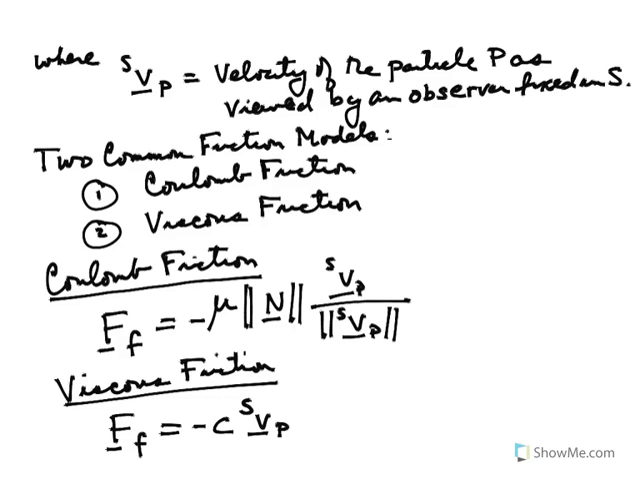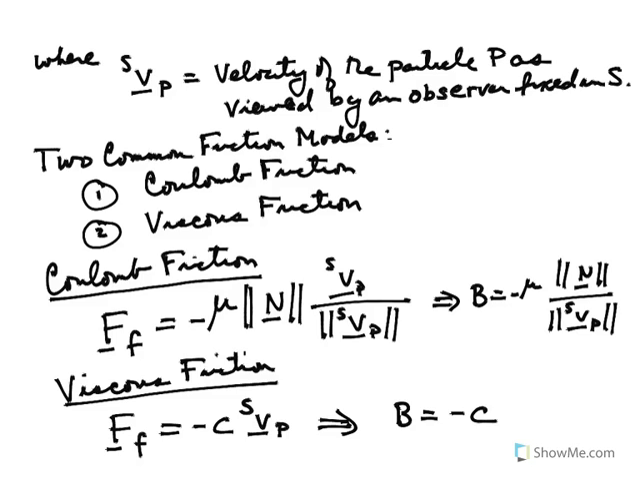So in any case, you can see that both of these are linear in VPS. Well, there's a coefficient that arises. In the case of Coulomb friction, we have this coefficient B is equal to minus mu times the magnitude of the normal divided by the magnitude of VPS. In the case of viscous friction, B is just equal to minus C. So now we have models for viscous friction and Coulomb friction for a particle sliding on a surface.